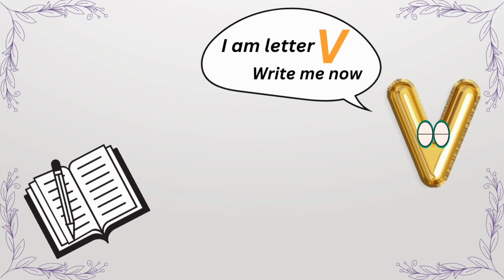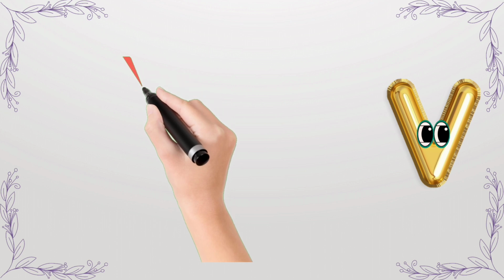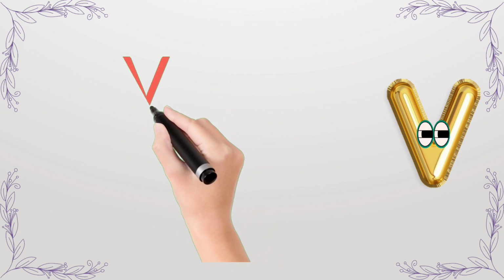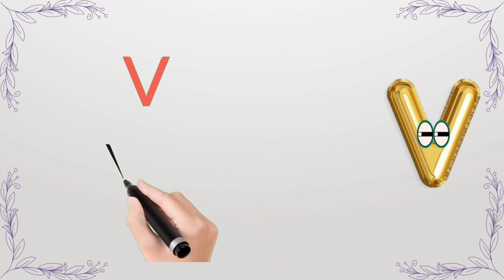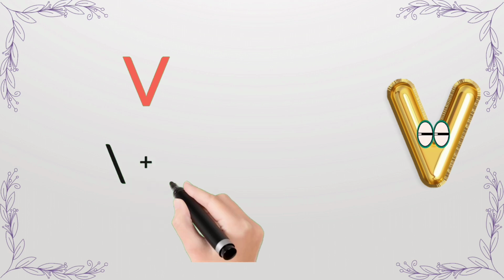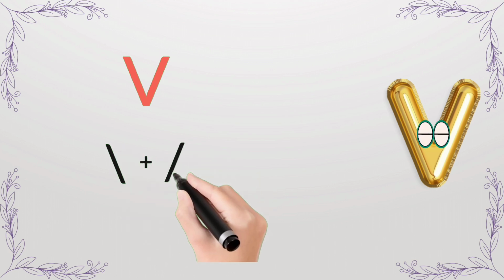I'm letter V. Write me now. Two slanted lines down that meet at the bottom. Say V 5 times and write V, V, V, V, V.